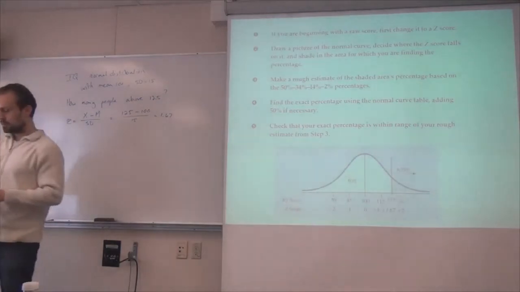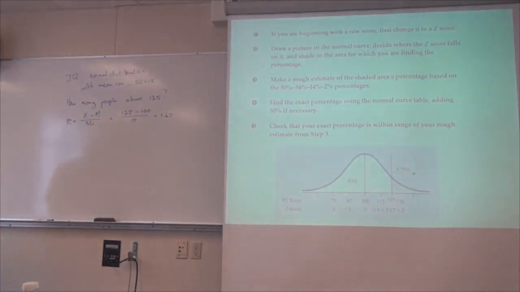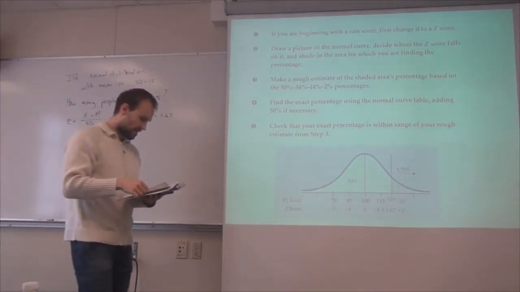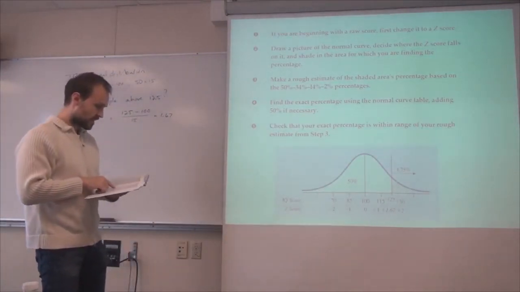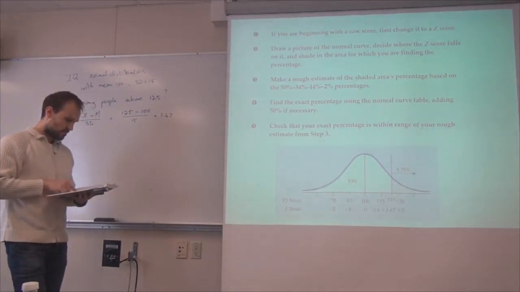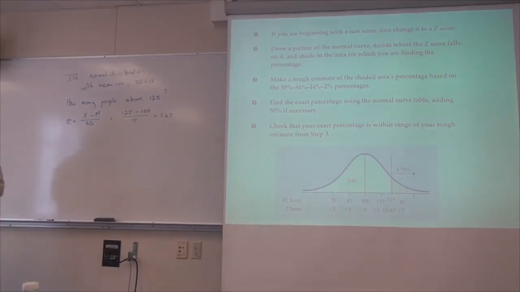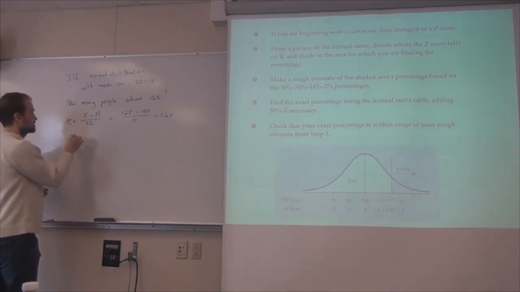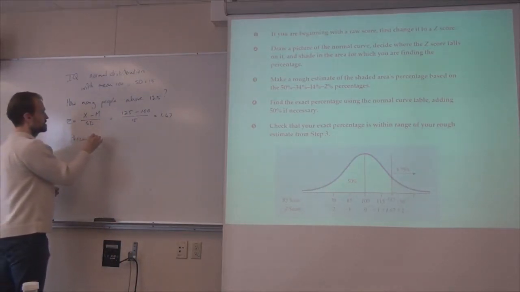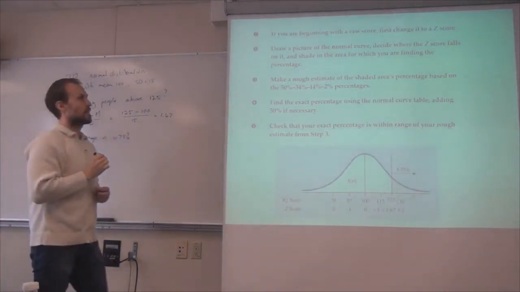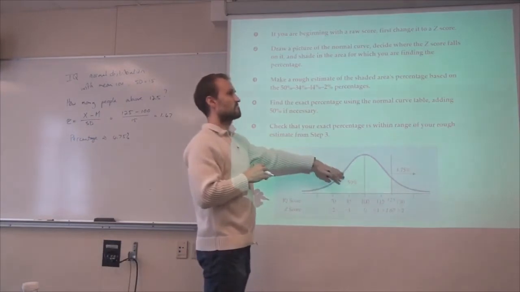Now I have to look up in my table, where is 1.67? That should be on page 675, sort of halfway down in the first column. 4.75, because I'm looking at the tail. And I get a percentage of 4.75. You might be so excited, yeah, it's easy.